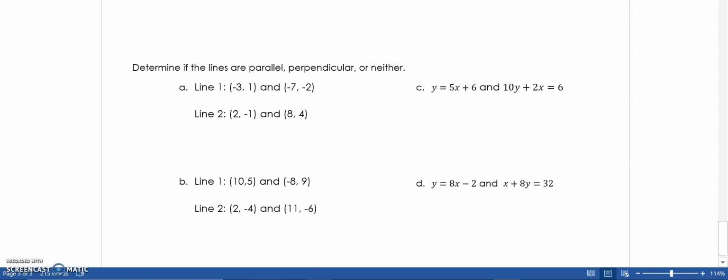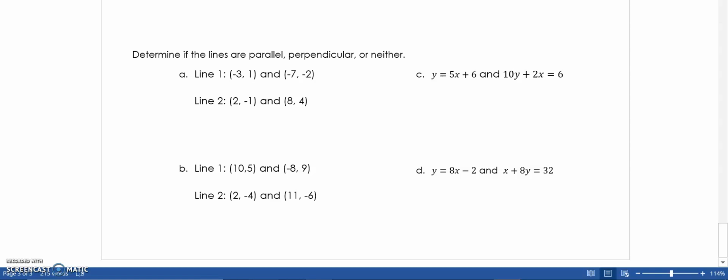And then determine if the lines are parallel, perpendicular, or neither. So once again, look at your notes for what it means to be parallel and perpendicular. You want either the same slope or an opposite reciprocal slope, so maybe use slope formula. Okay? Please have fun and ask questions if you have any.